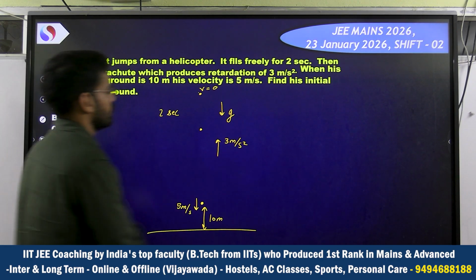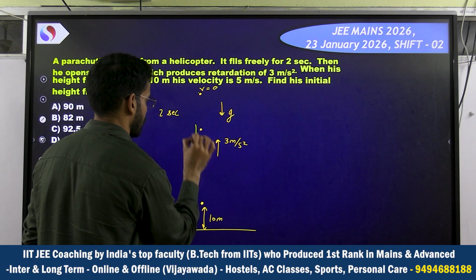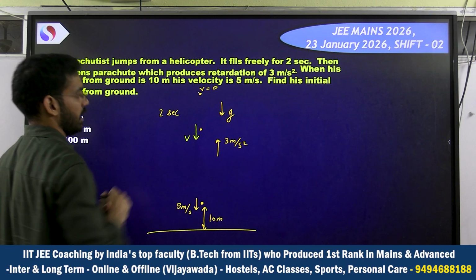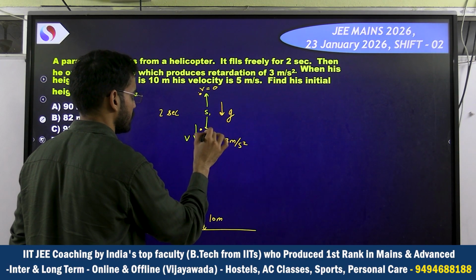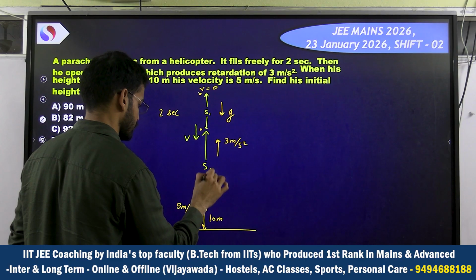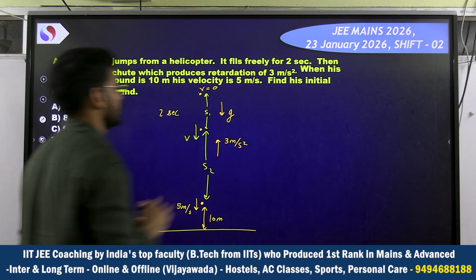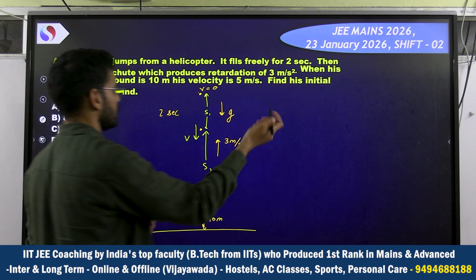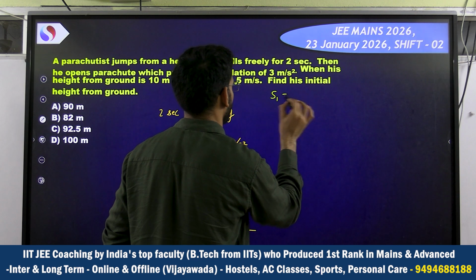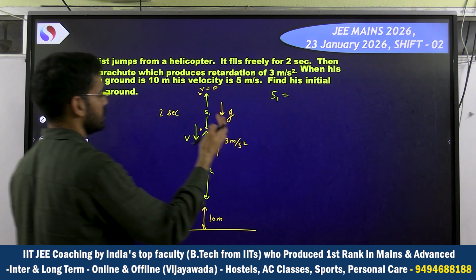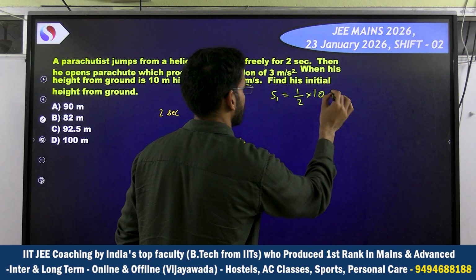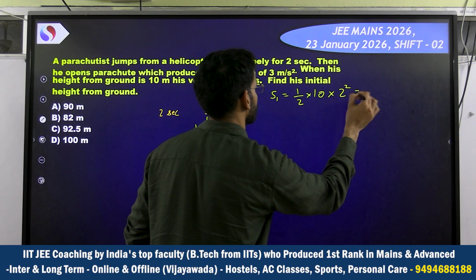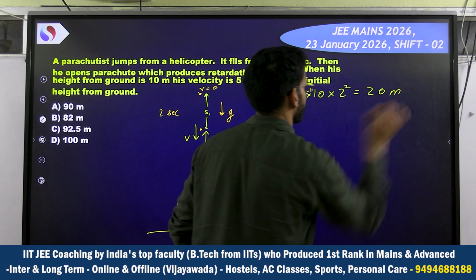Okay, so here velocity, let's say I'm naming it v, right? And the distance, let's say this distance is s1, which you want to get. Here the distance is s2, which you want to get. Okay, so s is equal to ut plus half at square, that you can apply. So s1 will be what? ut plus half at square. ut is 0 because u is 0, plus half acceleration 10 (g) into t square, that is 2 square. Okay, so 20 meter, right?